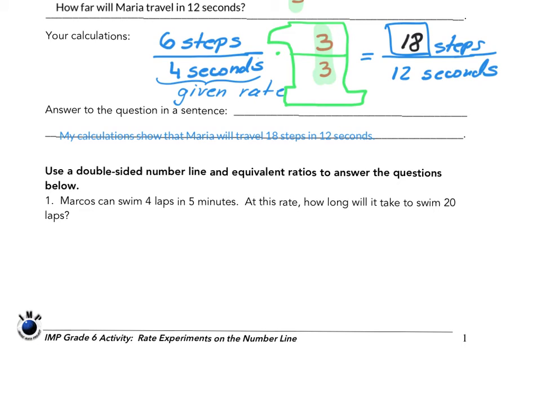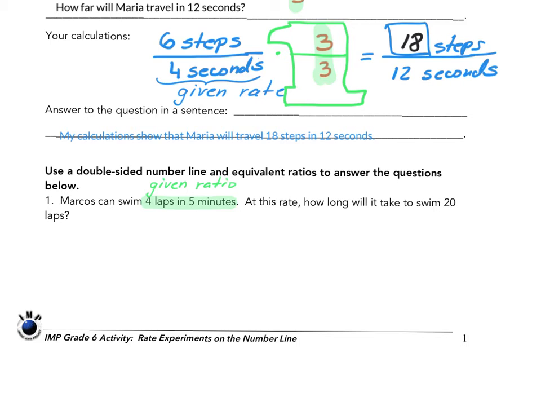Now we're gonna go down and answer question. Use a double-sided number line and equivalent ratios to answer the questions below. So the question says, Marcos can swim 4 laps in 5 minutes. At this rate, how long will it take to swim 20 laps? First of all, we have to look what is the given ratio, and I want to highlight the given ratio. It says Marcos can swim 4 laps in 5 minutes. So 4 laps in 5 minutes, that is the given ratio, and I'm going to write this down. This is the given ratio.